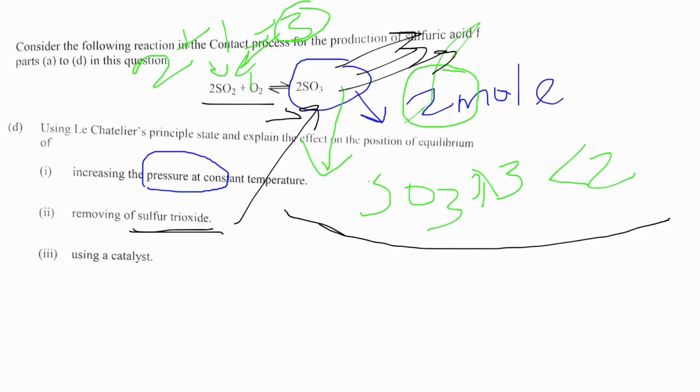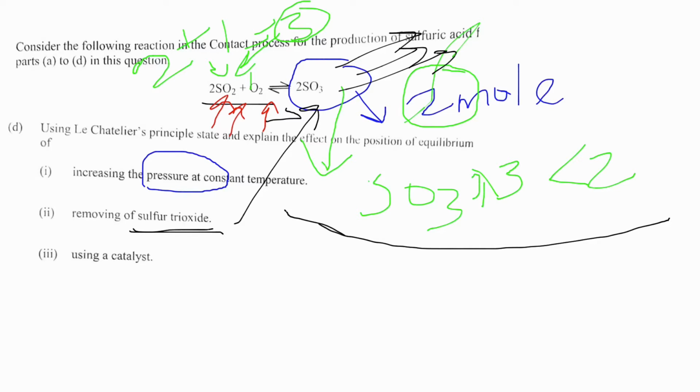But I will also tell you, if you are removing the reactant, what happens? Suppose you remove sulfur dioxide or oxygen. You are removing the reactant, so the product formed will be less because the reactant is less. And if you are supplying reactant instead of removing it, suppose you supply more sulfur dioxide or more oxygen, what will happen? Now the reactants are more, so more product will be formed. This you should remember.